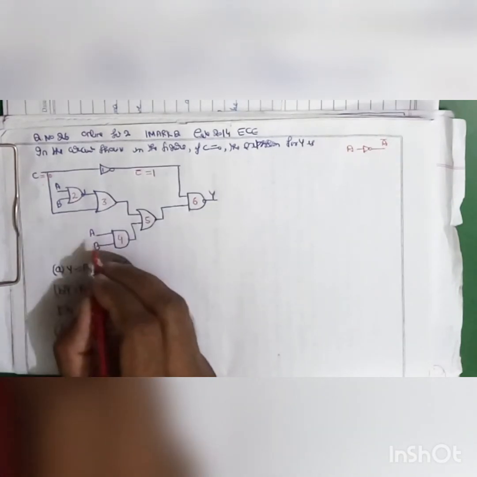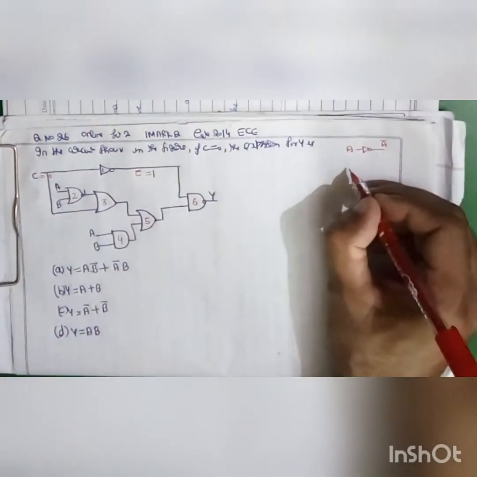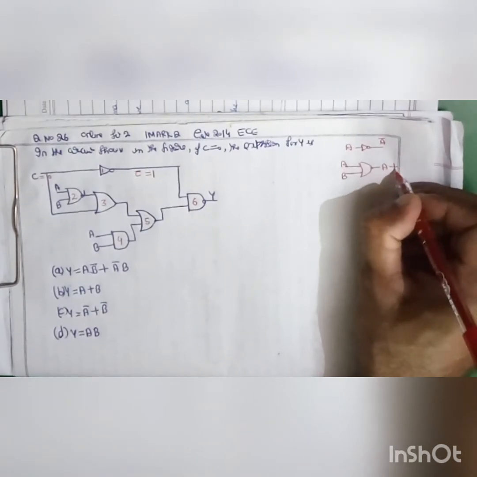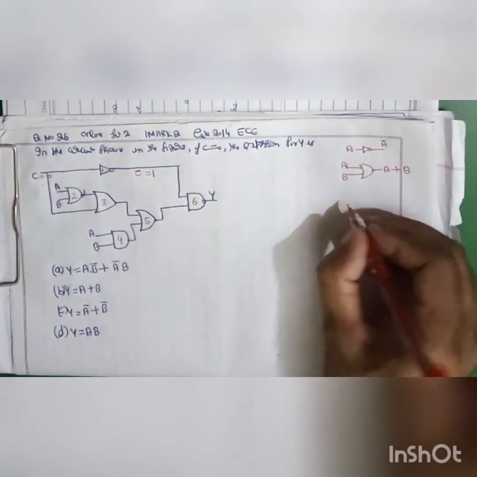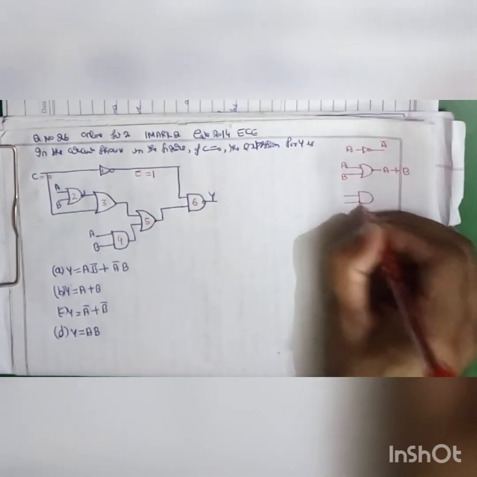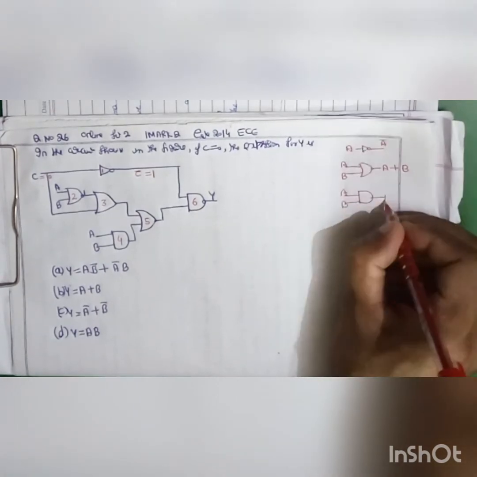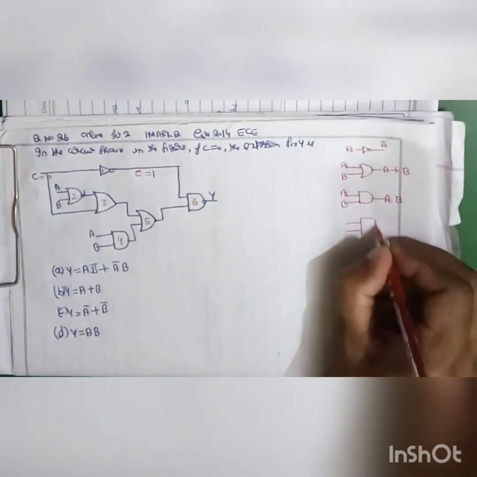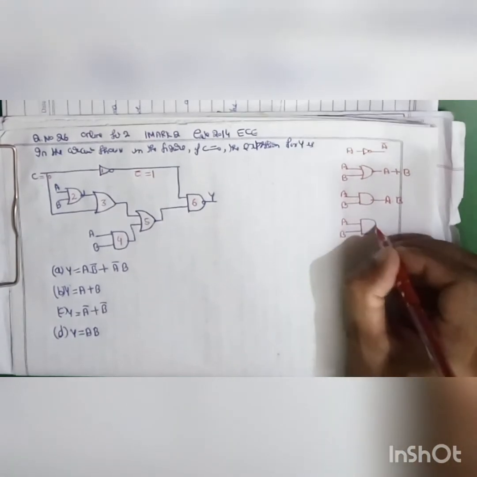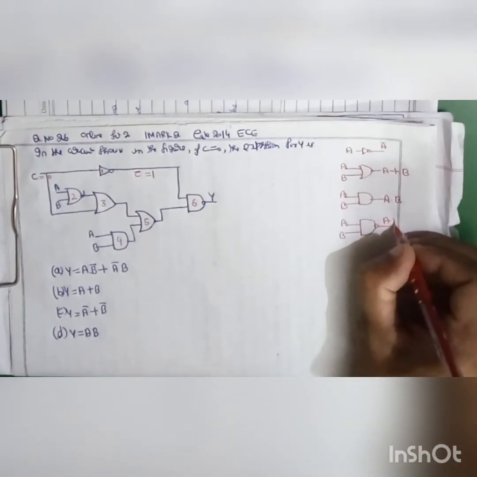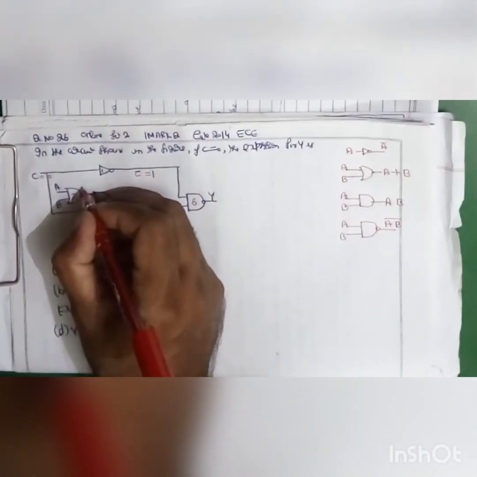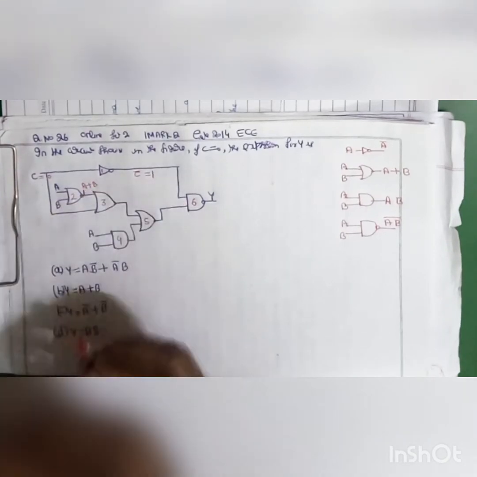Now, if the inputs of an OR gate are A and B, then the output is A or B. If the inputs of an AND gate are A and B, then the output is A and B. And if the inputs of a NAND gate are A and B, then the NAND gate output will be A and B whole bar.